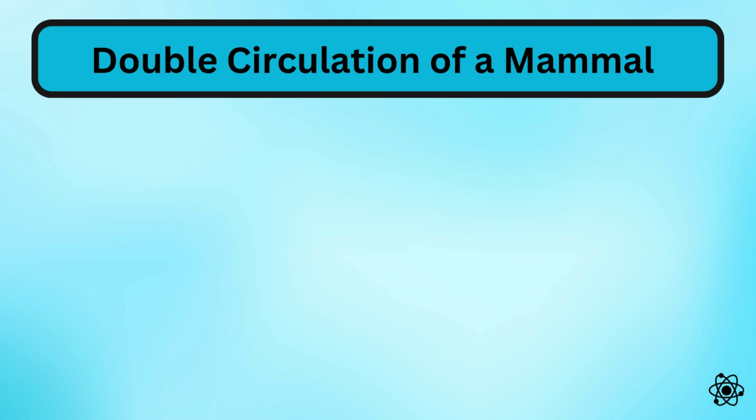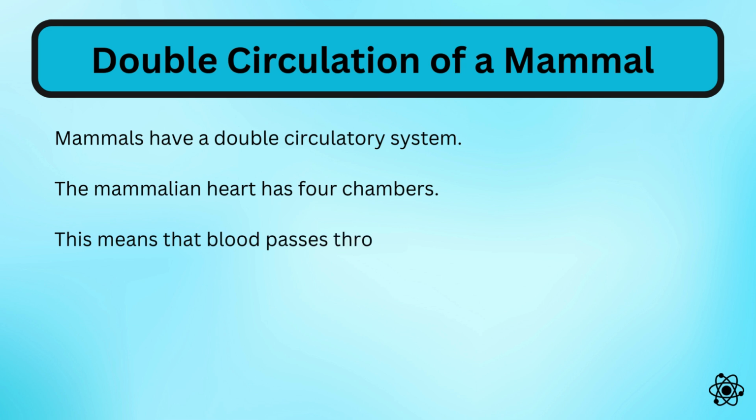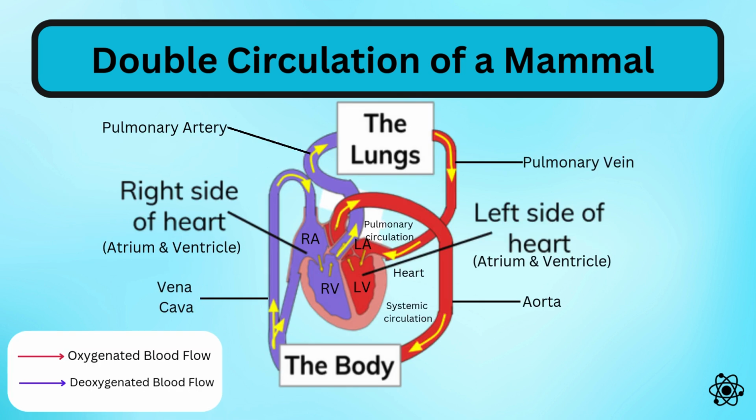Moving on to the double circulation of a mammal. Mammals have a double circulatory system. The mammalian heart has 4 chambers. This means that blood passes through the heart twice for every one circuit of the body. Here is a diagram to explain the double circulation of a mammal. The heart is labeled as if it was in the chest, so what is on your left side on a diagram is actually the right hand side and vice versa.